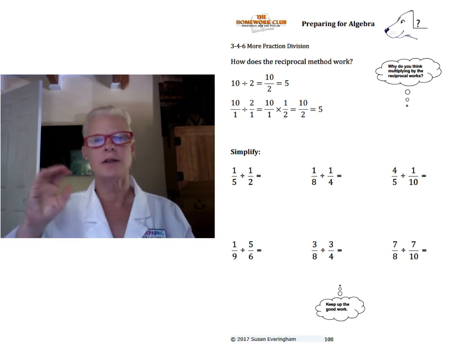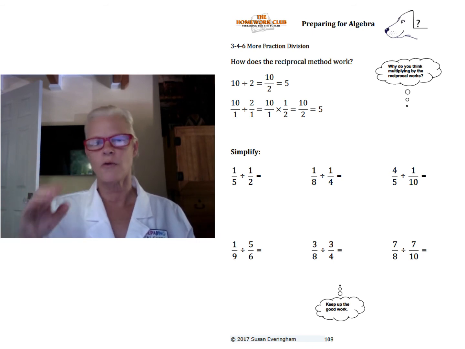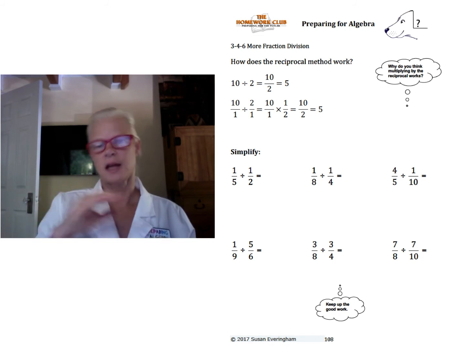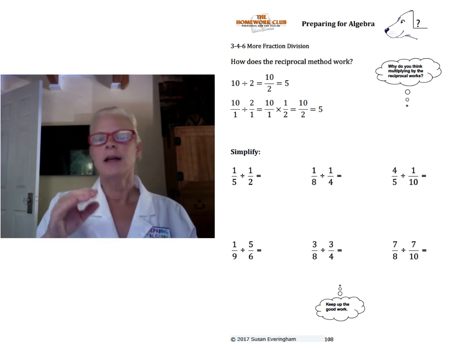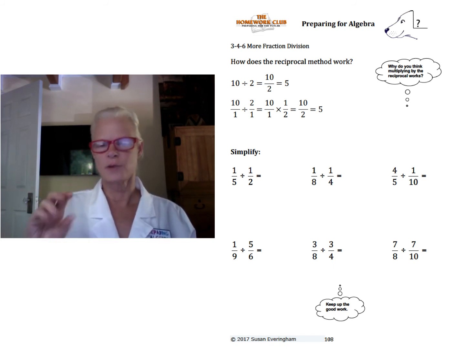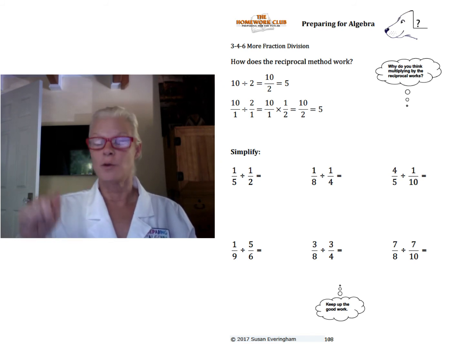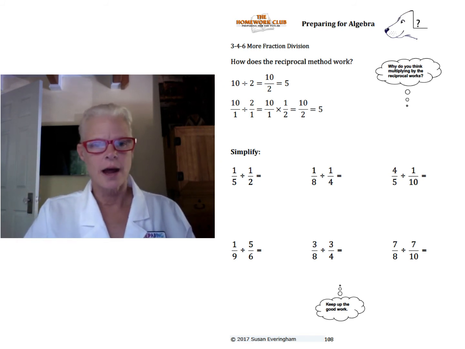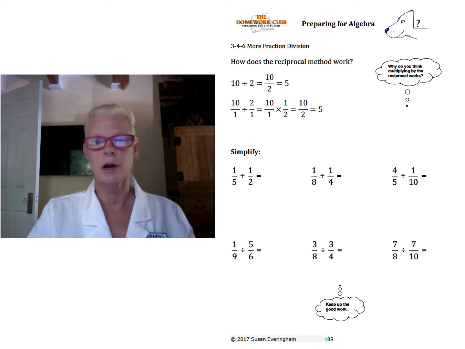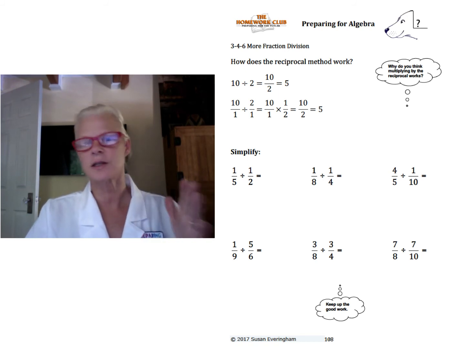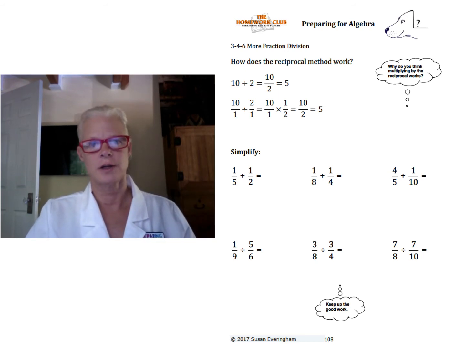And this is how it looks if we're doing it as fractions. So 10 over 1 divided by 2 over 1. 10 over 1, or 10 divided by 1, times 1/2, the reciprocal of 2, equals 10 divided by 2, or 10 halves, equals 5. So I'm going to let you go ahead and simplify these next 6 problems. And definitely keep up the good work. This is really awesome. Knowing this is just so helpful in algebra. You'll see.